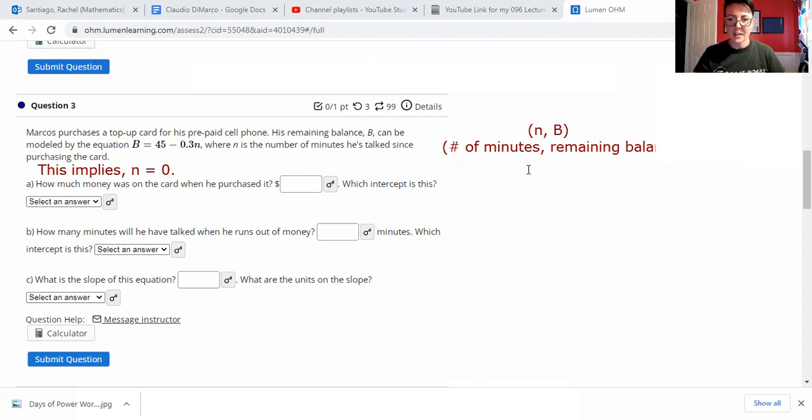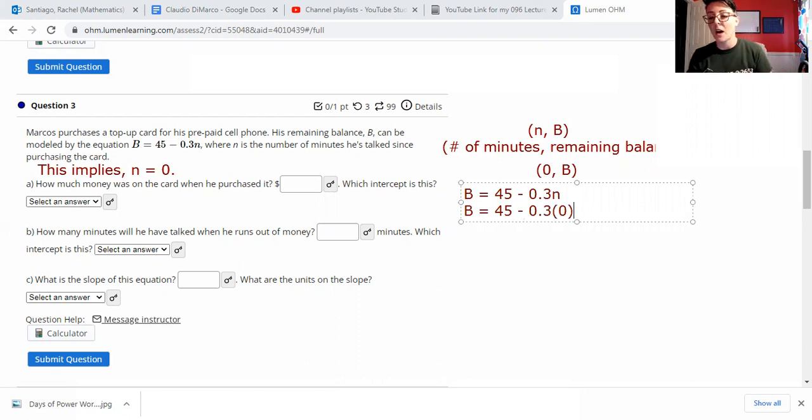So having said that, let's think about our ordered pair. We're saying that N is 0, which implies I don't know B. I don't know the remaining balance, and that's what I'd like to figure out. So we then take our equation, which is B is equal to 45 minus 0.3 N, and of course, naturally, where I have N, I'm going to replace it with a 0 because we're talking 0 minutes, and we want to know how much is on the card when we essentially purchase it. So if we haven't used it yet, how much money is left on that card? We do the math and we find that B is 45. So what that implies is that the remaining balance is $45.